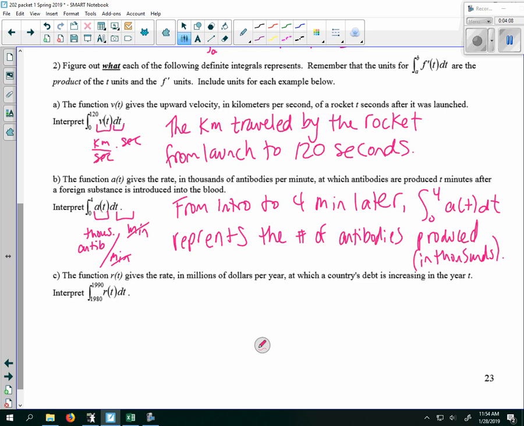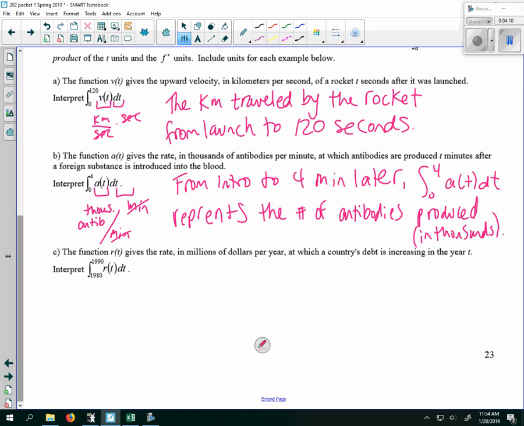Okay, function r of t gives the rate in millions of dollars per year at which a country's debt is increasing. So 1980 to 1990, so my debt increases by millions of dollars per year. My dt units are years. So my units is millions of dollars. And when I interpret this, it's going to say that the debt from 1980 to 1990 increased by millions of dollars.